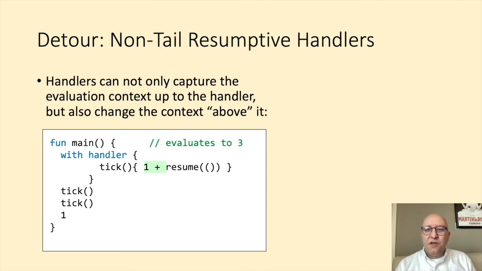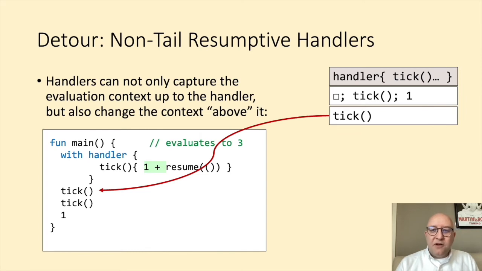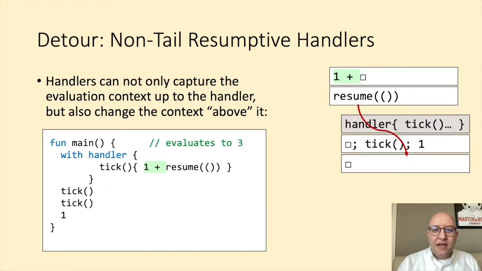Such handlers do not only capture the context under the handler, but also change the context right above them. Let's look at a tick example here that leaves a 1+ on the stack when resuming. When we start, the tick handler is on the stack and we perform a tick operation. And this will capture the entire context as a resumption.